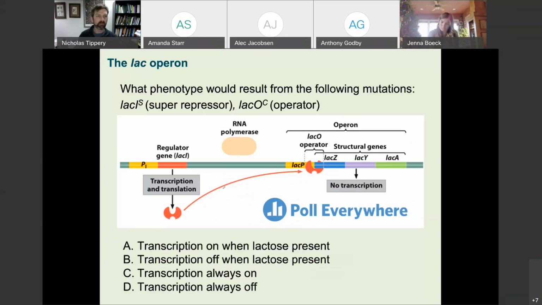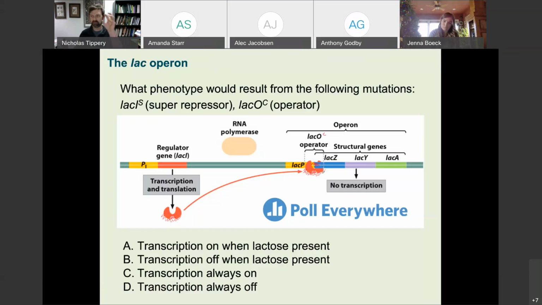Okay, so the super repressor, if you remember, was the form that was all spiky and didn't have the ability to interact with lactose. From the super repressor's perspective, that mutation would always prevent transcription. But we saw also the Lac OC mutated the operator to prevent the repressor from attaching. So it's kind of a question of which takes precedence here.